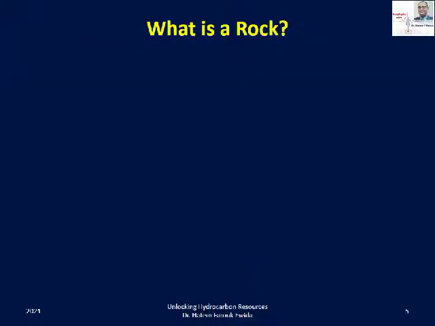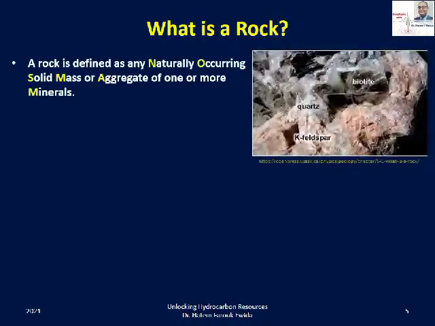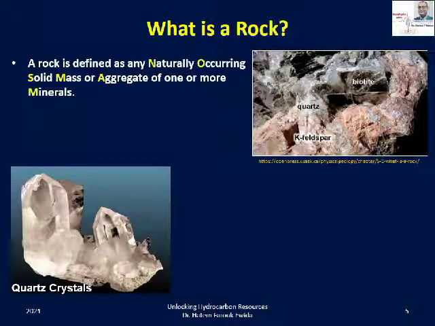So what's a rock? The rock is defined as any naturally occurring solid mass or aggregate of one or more minerals. So we can have rocks formed of one mineral, or we have a mix of minerals, as you see in this picture here. This is a type of rock called granite. We have potassium feldspars, we have quartz, we have pyrrhotite. Each one of them is a different mineral. For example, as you see here, this is a quartz crystal. So a mineral is built up of crystals.